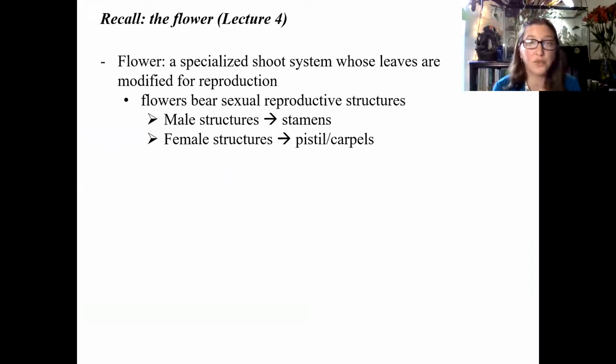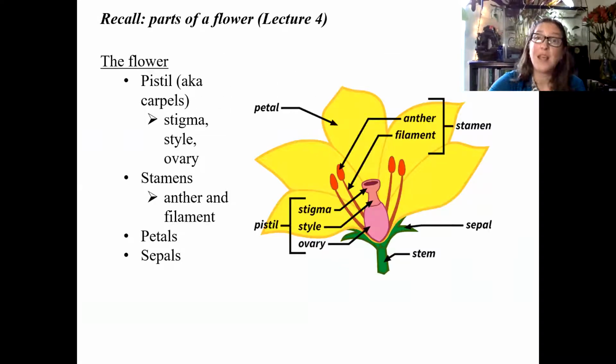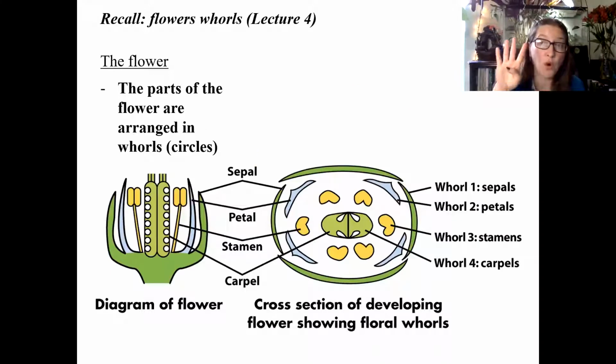So we already learned in lecture 4 that a flower is a specialized shoot system whose leaves are used for reproduction. And flowers have the sexual reproductive structures, that the male structures are called stamens, and the female structures are called pistil or carpels. Either one is fine. We saw this in lecture 4 as well, which showed us what the parts of the pistil/carpels and the parts of the stamens were, right? But also showed us the petals and the sepals, which comprise the 4 whorls of a flower. So this is all review from lecture 4.